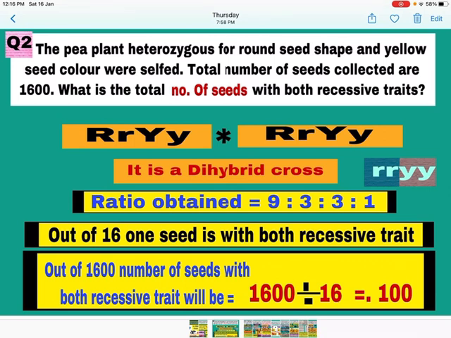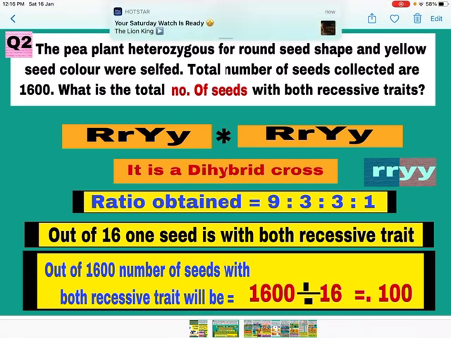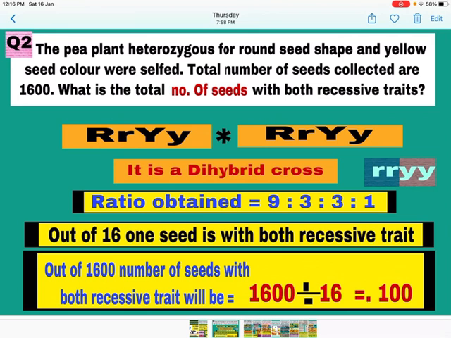This is a simple dihybrid cross done by Mendel and the ratio obtained was 9:3:3:1. So here you can see out of 16 only one seed is with both the recessive traits, meaning having small r and small y. So from 1600, how many will be seeds? See, out of 1600, the number of seeds with both the recessive traits will be 1600 divided by 16, answer is 100. So there will be 100 seeds with both the recessive traits.